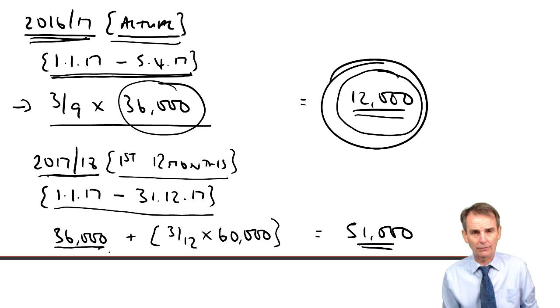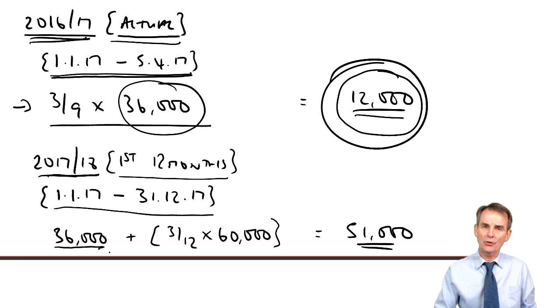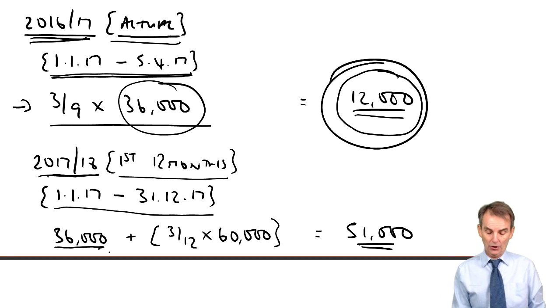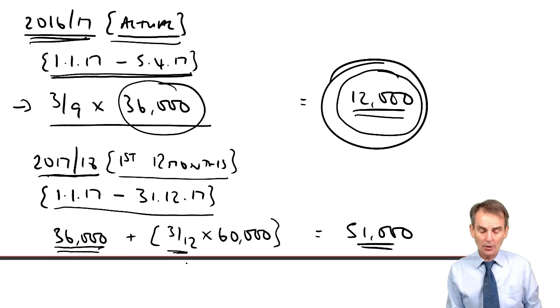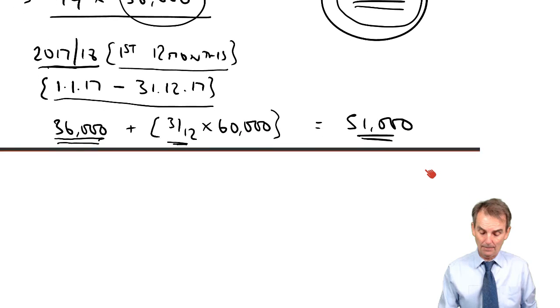It will always be for a year. However many months of that year that we need to boost this up now to 12 months. 36,000 was 9 months. We need another 3 months. We take 3/12 of the 60,000. Assessment 51,000. Job done. 2017-18, we now have our assessment.